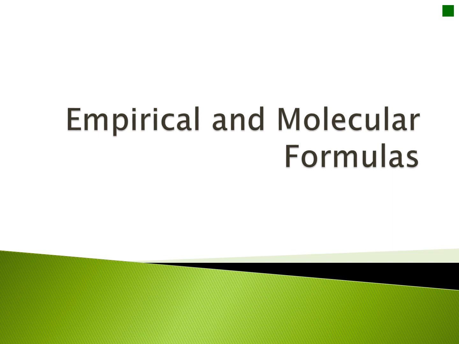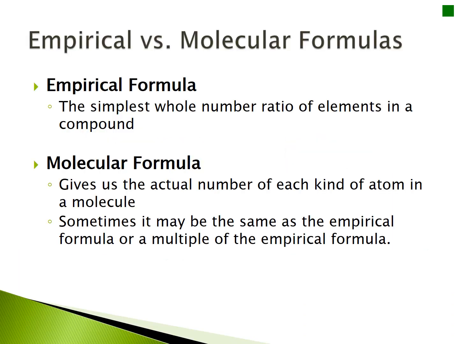Tonight, what we're going to be talking about are some fun calculations in two different types of formulas, empirical and molecular. Empirical formulas are the simplest whole number ratio of elements in a compound, meaning basically they're the most reduced. And a molecular formula gives us the actual number of each kind of atom in a molecule. Sometimes it may be the same as the empirical, or it could be a multiple of the empirical formula.